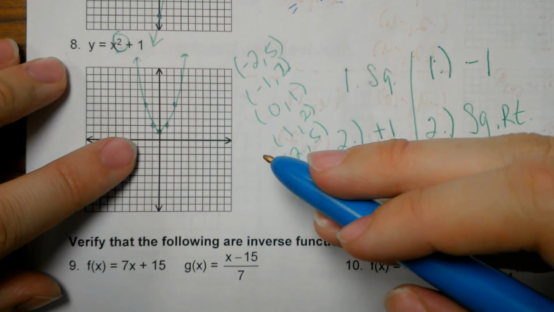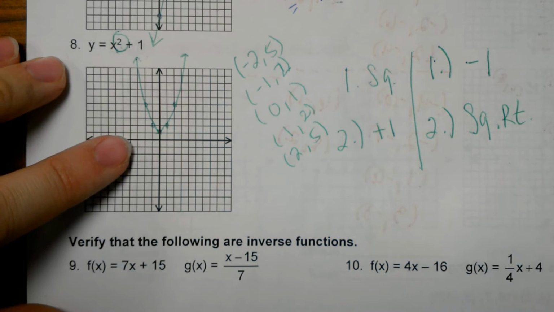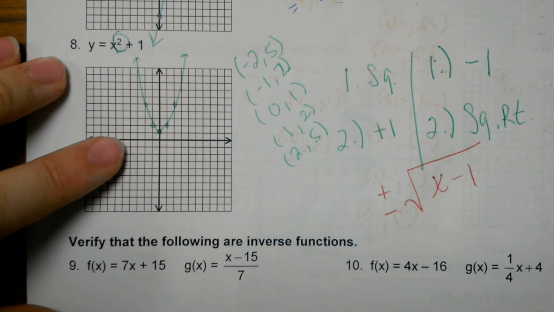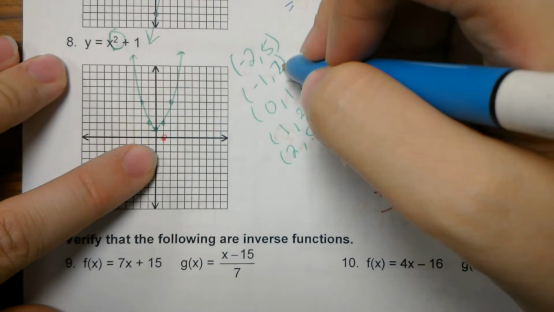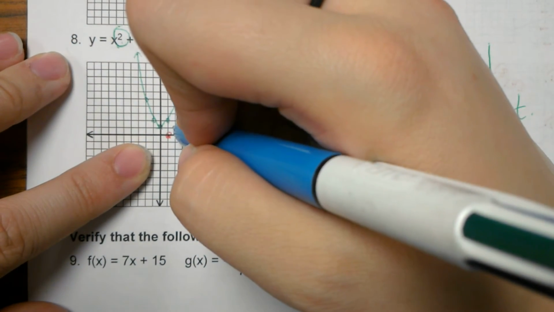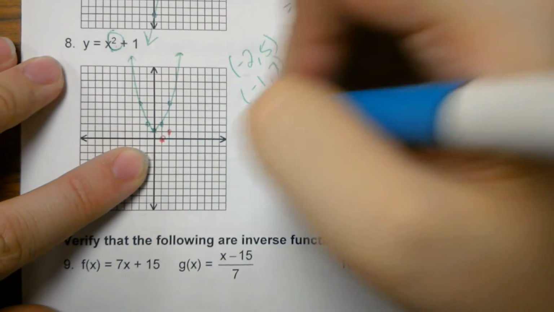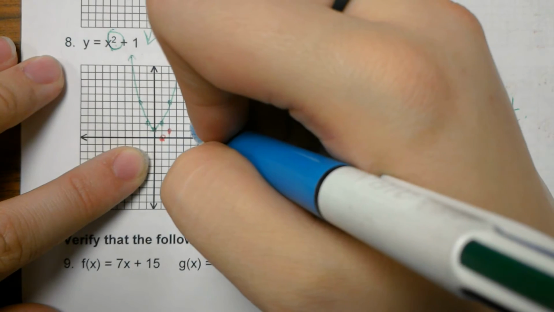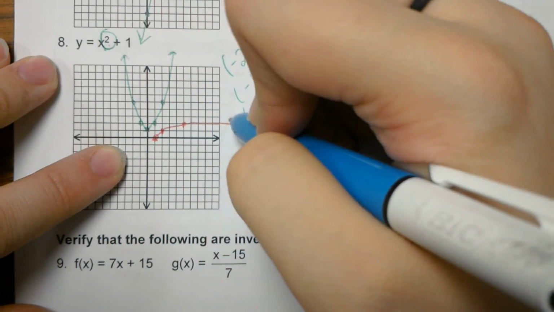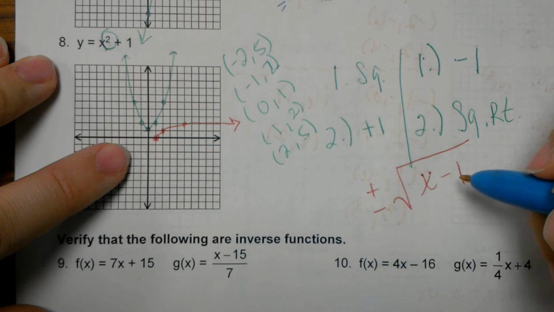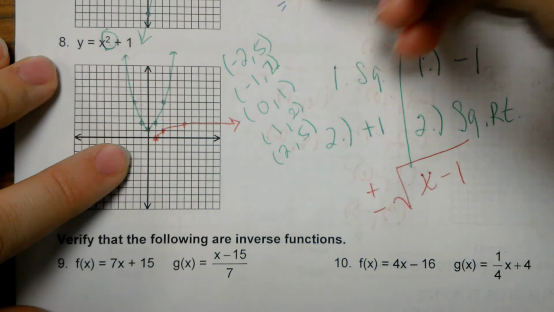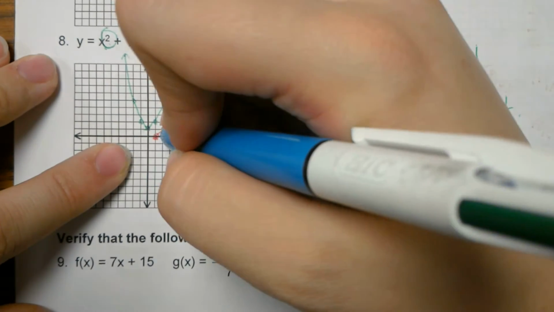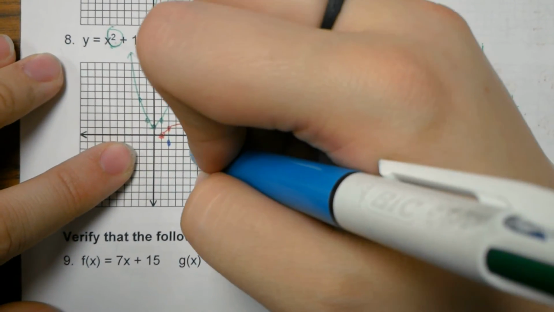So those points I'm going to use with my inverse. So when I write out my inverse, it's the square root of x minus 1, plus and minus. So (0, 1), my inverse is going to be (1, 0). And that's going to give me (2, 1). And then (5, 2). So that's the positive square root. And then on the negative side, I have (1, 0), (2, -1), and (5, -2).